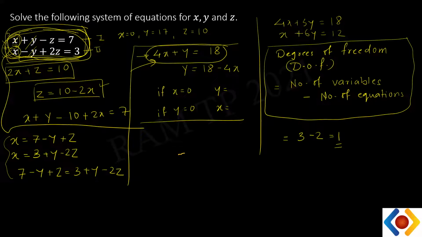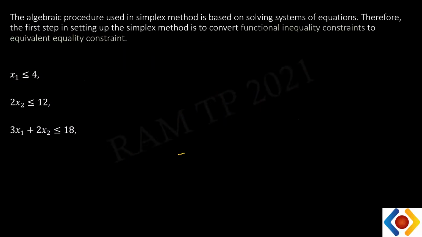The functional constraints are inequalities. And if I want to use the algebraic way, basically using a computer, then I need to convert these inequalities into equalities. We need to have equations, because if I have equations, I can solve them, right? So I want to convert these inequalities into equalities, and let's try to understand that.